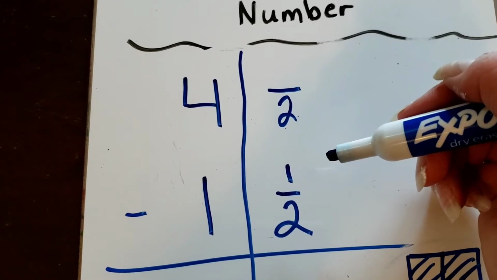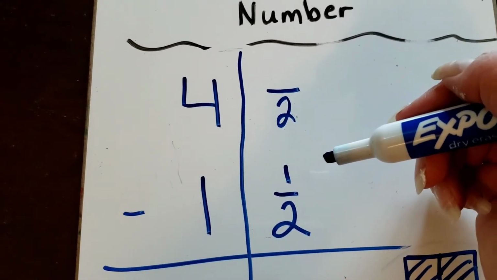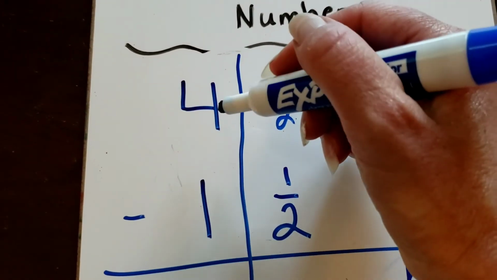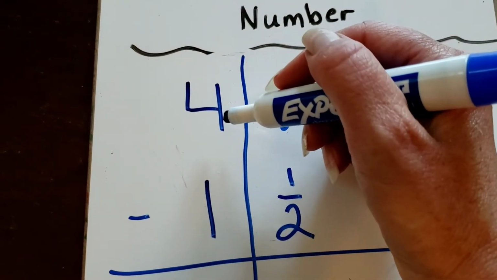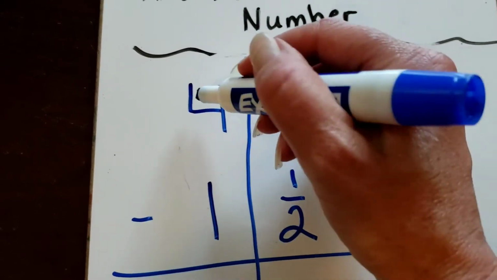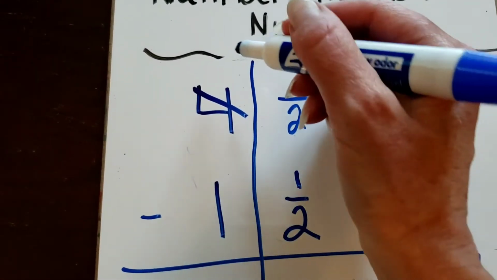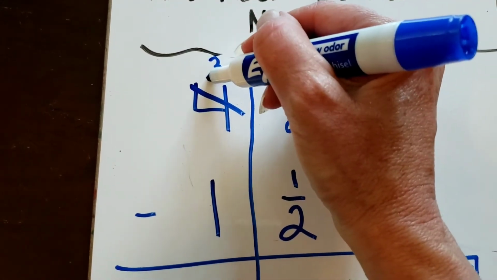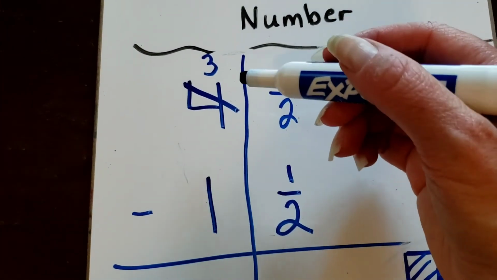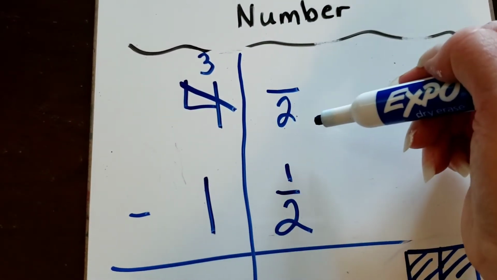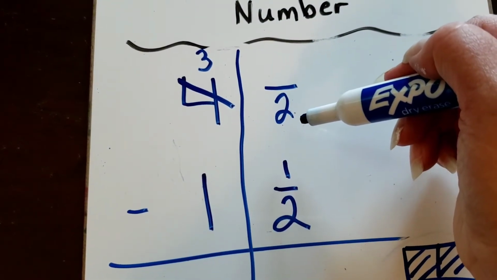But we can't just make up any fraction, because remember, you had 4 whole chocolate bars. So what I'm going to do is regroup from the 4, just like you do when you're working with whole numbers. When I regroup from the 4, I'm going to take 1 away. So that 4 is going to become a 3. But I still started with 4 chocolate bars, so I want to make sure the value up the top here is still equal to 4.